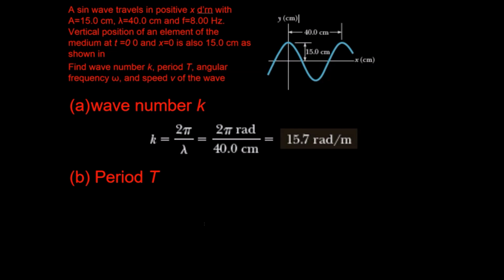Again, the period. Here, period is 1 over frequency. Always look at exactly what you have. And you do have a frequency of 8 Hertz that you can utilize, which is 1 over 8 inverse seconds, which will give you 0.125 seconds.